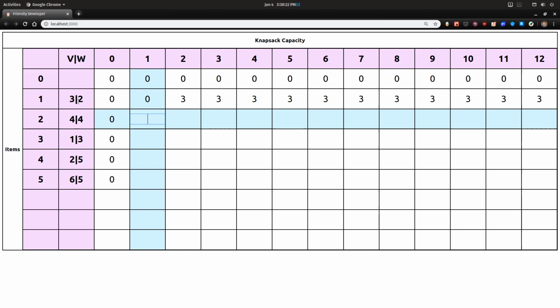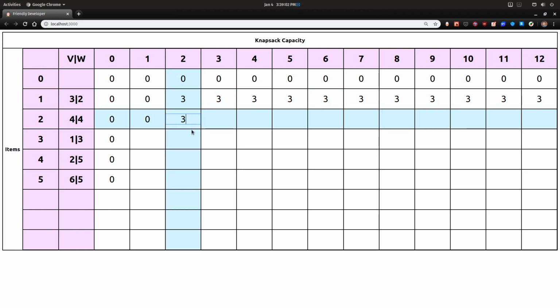In this row, we are considering all the problems which have both items 1 and 2 considered. So when we are filling the values, we consider that our problem has both these items. For a capacity of 1, we'll see if we can add any of the items. Since both of them have weight more than 1, we cannot add, so the value will be 0. Now considering this capacity of 2, we can include only item number 1 because its weight is 2.